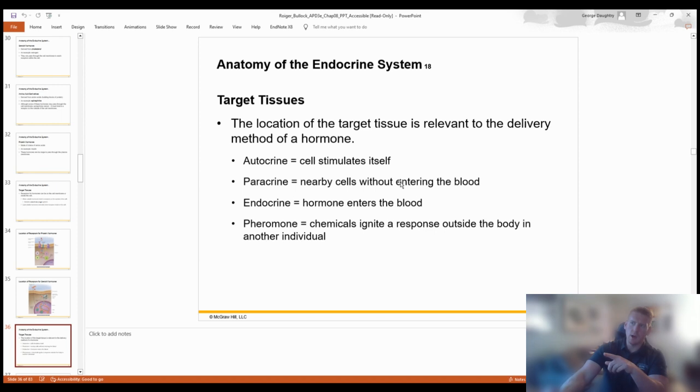But we have autocrine, paracrine, endocrine, and pheromone, and these are all classifications of target tissues, and it just depends on how the hormone gets from one cell to another, okay? Autocrine, we're producing it within itself. Paracrine, it's taking action on the neighboring tissue. Endocrine, the hormone had to enter into the blood and travel to a target tissue. And pheromone means that it's actually traveled outside of the body to some extent.